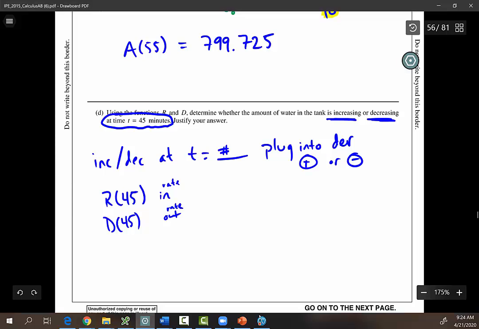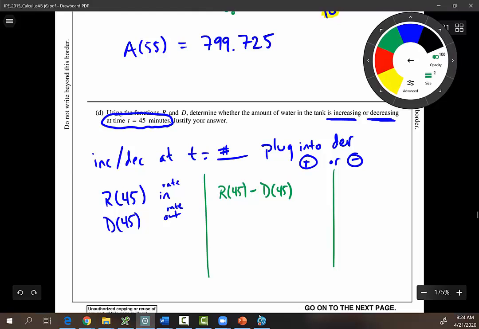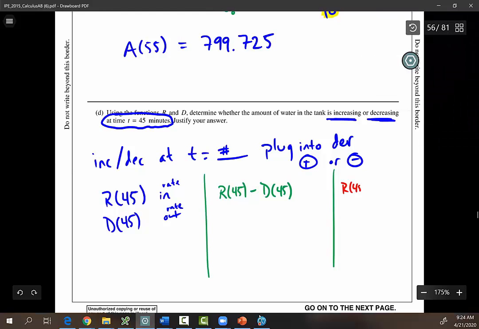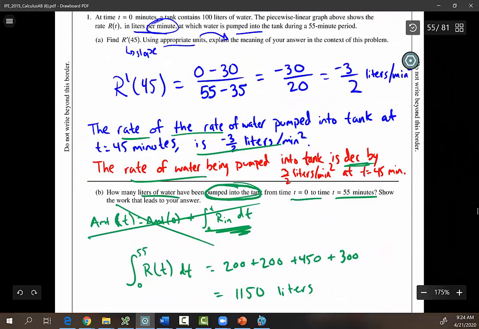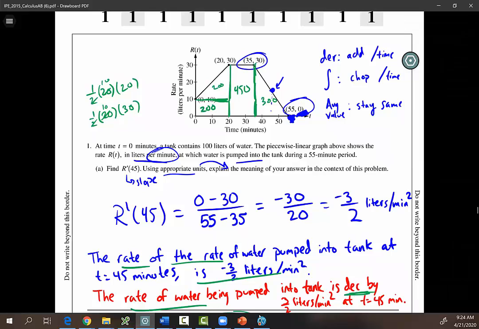So you can either combine them together. All that in blue is just for us to talk about. I'm going to show us two ways. You could combine them together and write R of 45 minus D of 45, or you could just do them separately, one at a time. You could say, let's first find R of 45, and then let's find D of 45. Either way, you'll get the same answer. So R of 45 we're going to get from our graph, right? And at 45, we don't have a y value. And it's not negative 3 over 2.